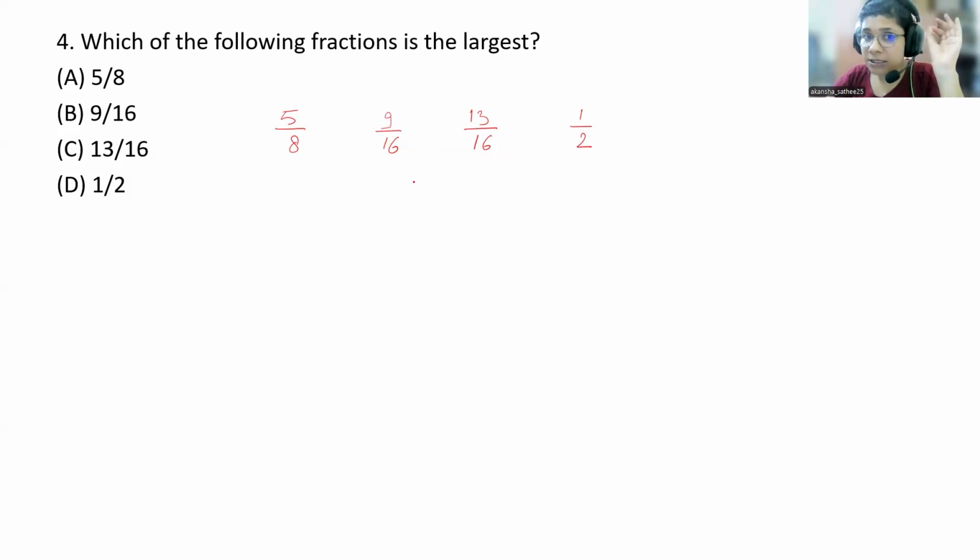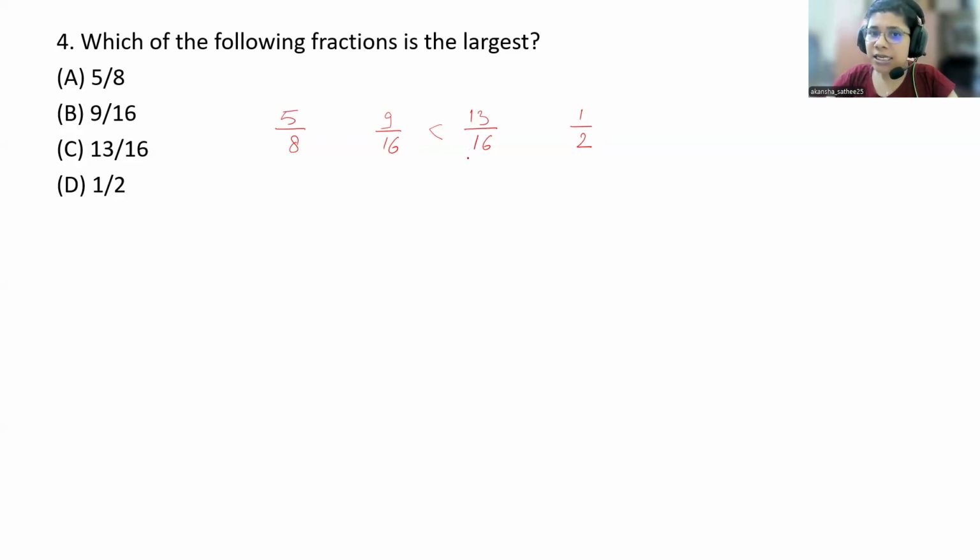Otherwise, you can make a mistake. So 16 and 16, here the denominators are equal. Then you have to look at the numerator. So 13 is more. So 13 by 16 is bigger than 9 by 16. But first, please make the denominators equal.